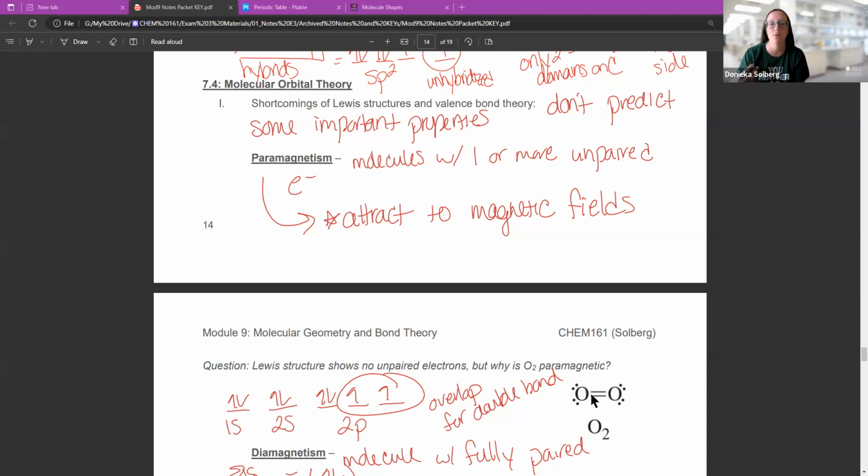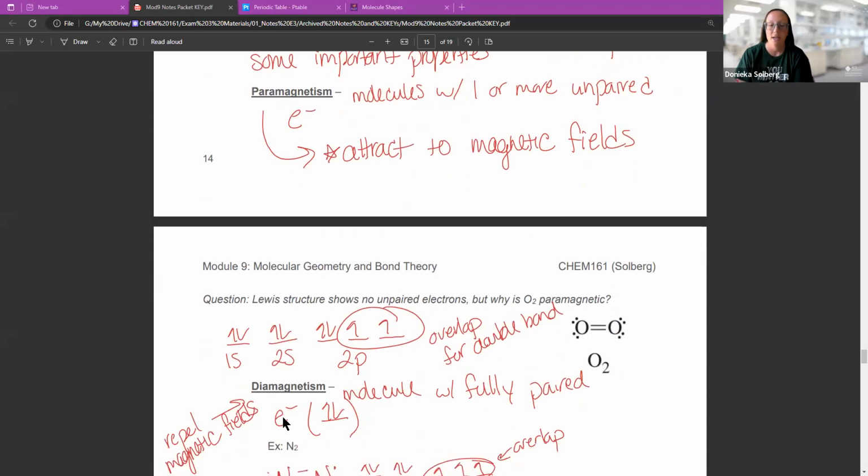We have to have some other reason to explain that because there are no unpaired electrons here. So why does it show a paramagnetic property? Paramagnetic is when you have unpaired electrons that will attract to a magnetic field, and diamagnetism is when your molecule has fully paired electrons and they tend to repel magnetic fields.